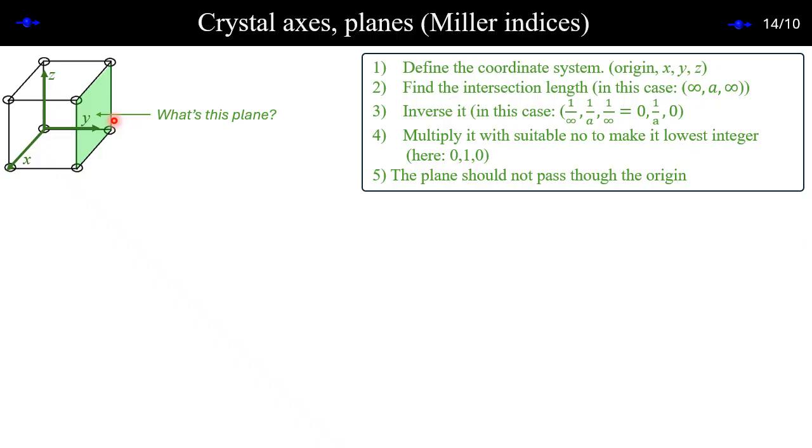Can it be (0 2 0)? I can multiply with 2a. It can be, because we don't have just a single plane. There are parallel planes, all are there. Instead of saying (0 1 0) or (0 2 0), they all belong to a set of planes.